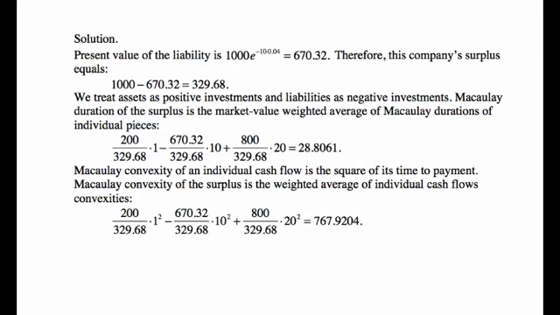Macaulay convexity of an individual cash flow is the square of its time to payment. Macaulay convexity of a surplus is the weighted average of individual cash flows' Macaulay convexities. And that's, again, the weight times 1 squared plus the second weight, which is negative, times 10 squared, plus the third weight times 20 squared. Again, we end up with convexity which is bigger than any of the individual pieces, 767.9204.